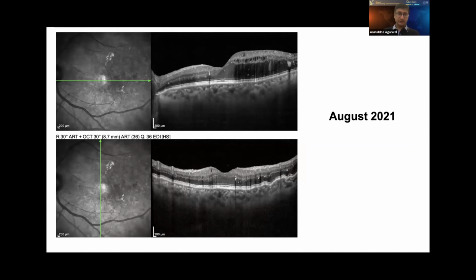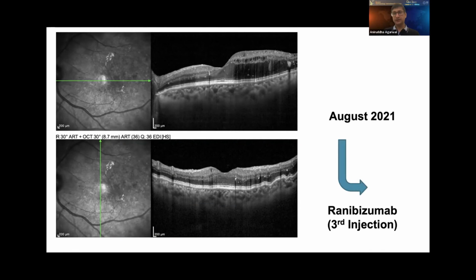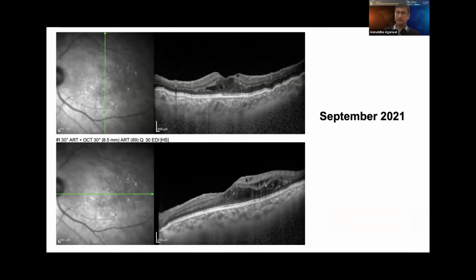Now, this patient did receive 3 injections already by the time he came to me in August 2021. And this was the 3rd injection of anti-VEGF I planned. Now, the top image is a horizontal scan. The bottom image is the vertical scan of the same visit. At this visit, I decided to give ranibizumab, and he came back to me in September, and the patient was not very satisfied. There is fluid in both the horizontal and the vertical scans.